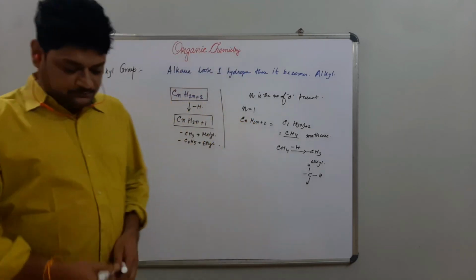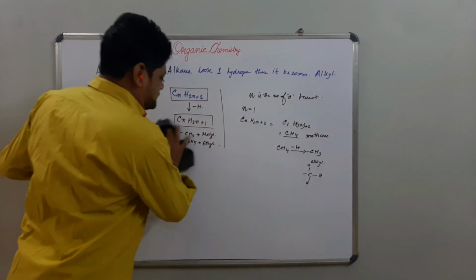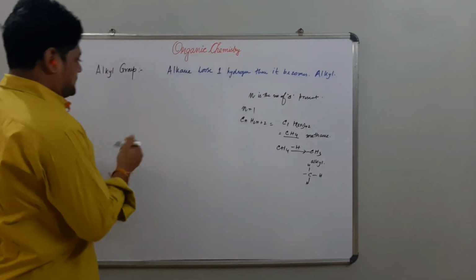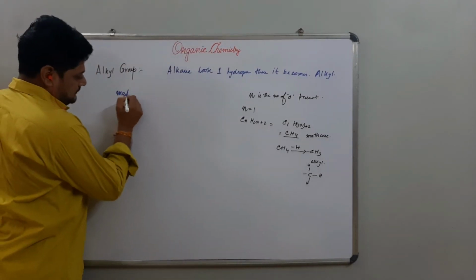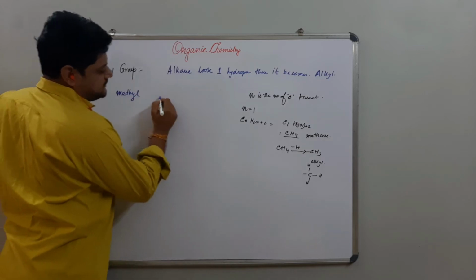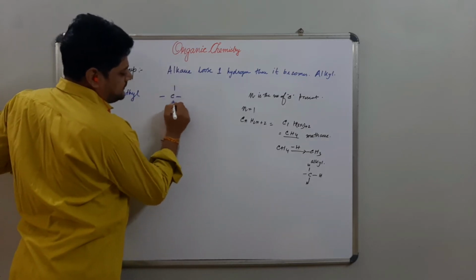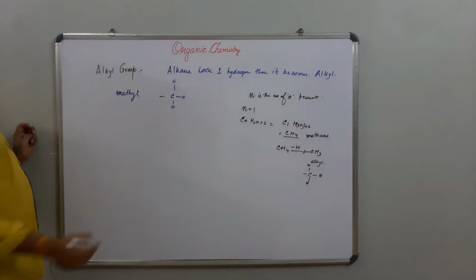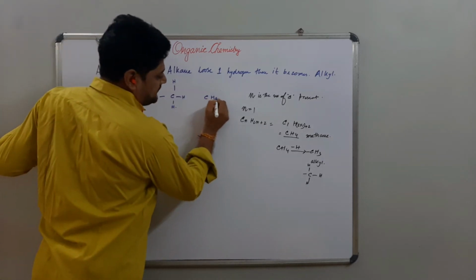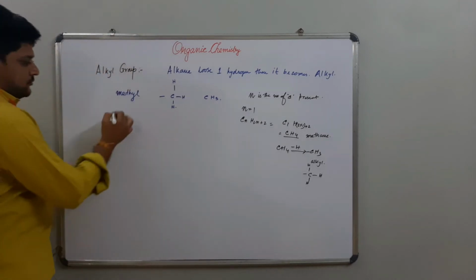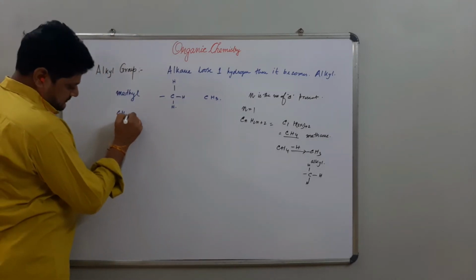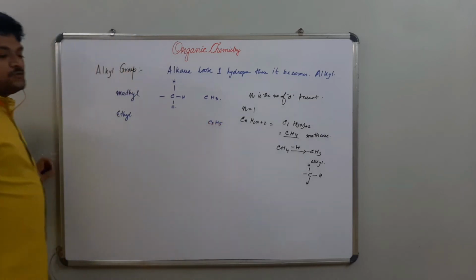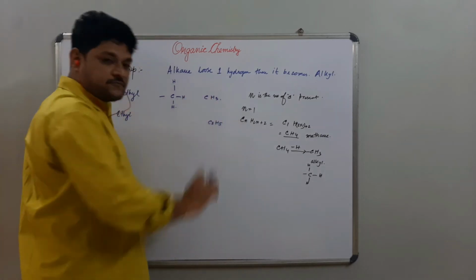Now, what is the structure of methyl? The structure of methyl is one bond, C, H, H, H. That is CH3. The structural formula is CH3. What is ethyl? It is C2H5. So what is the structure of C2H5?